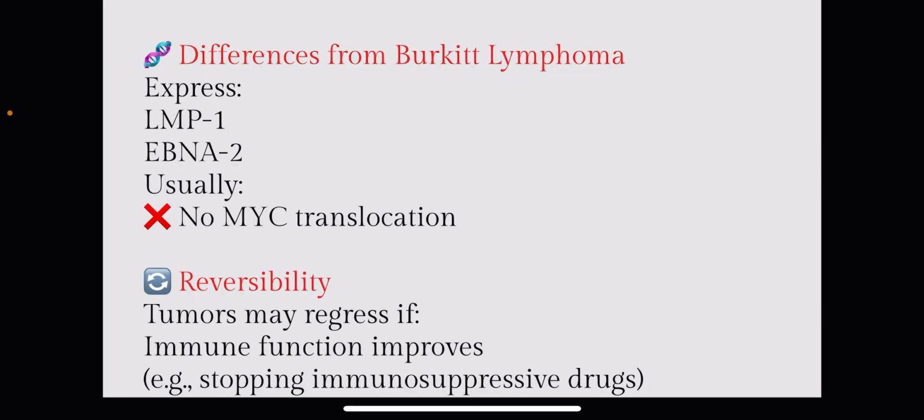Now let's see the difference from Burkitt lymphoma. Here, there is an expression of LMP1, EBNA2. Usually, no MYC translocation. MYC translocation is seen in Burkitt lymphoma. And now let's see the reversibility. The tumors may regress if the immune function improves, such as stopping the immunosuppressive drugs can reverse the condition.